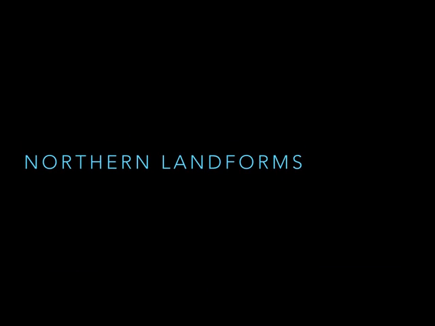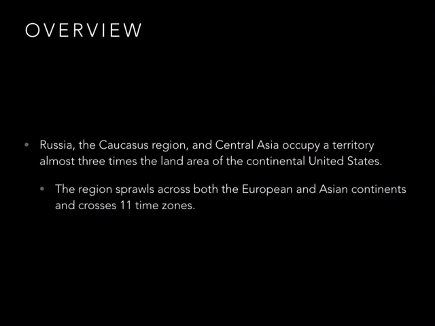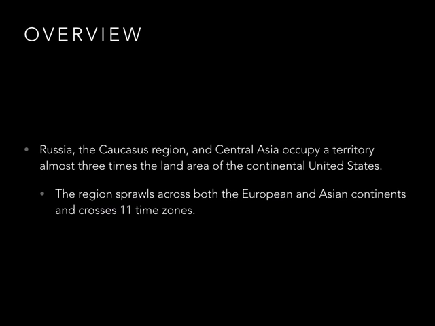Northern landforms. Overview. Russia, the Caucasus region, and Central Asia occupy a territory almost 3 times the land area of the continental United States. This region is so vast that it sprawls across both European and Asian continents and crosses 11 time zones.